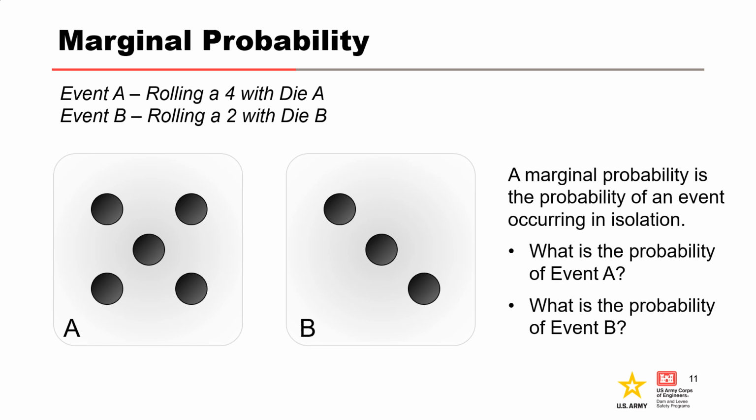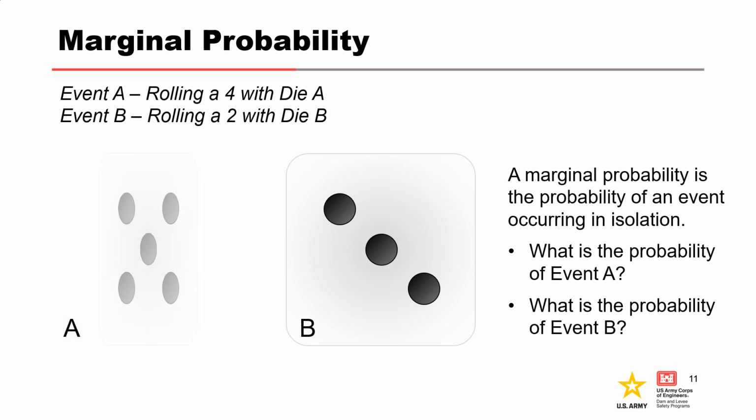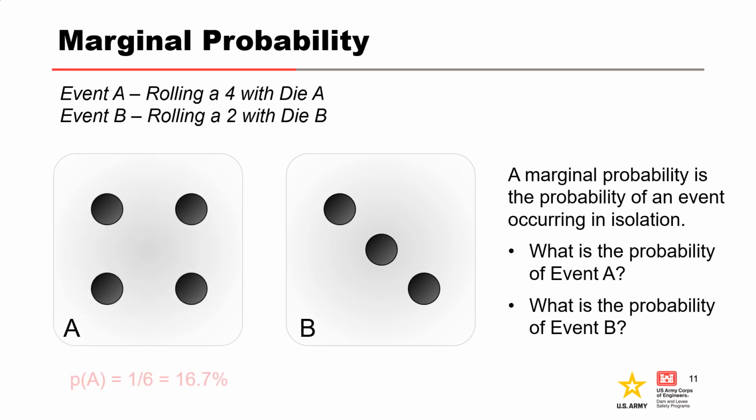Consider a simple example. We have two standard six-sided dice. If we were to roll die A, the probability of rolling a 4, event A, is 1 in 6, or 16.7%. The probability of rolling a 2 with die B, event B, is also 1 in 6, or 16.7%. These are both marginal probabilities.